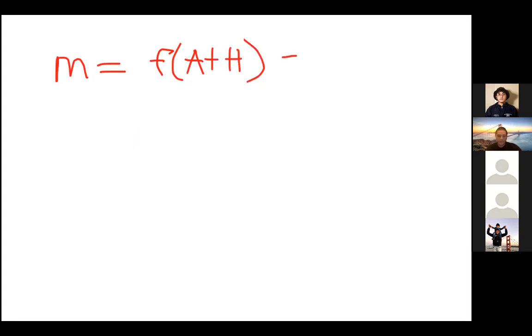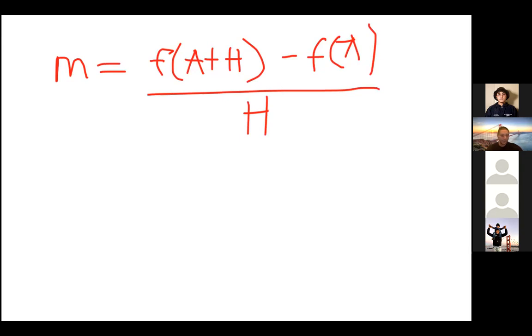Feel free to use lowercase a's. I just don't want you to get confused because my handwriting sucks, except for my graphing today. Over f of a divided by h. Cool. I'm just rewriting it in a form that looks similar, but it's a little bit different.